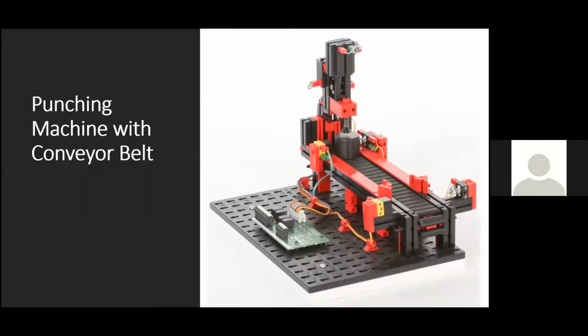The next model is a variation of the conveyor belt, which includes the punching machine. This features essentially the exact same conveyors we just looked at, except this time with a machining station built in. Components on this model include 2 excess motors, 2 push-button limit switches, 2 photo transistors, and 2 LED light barriers.